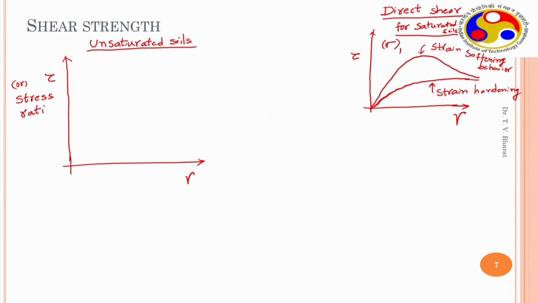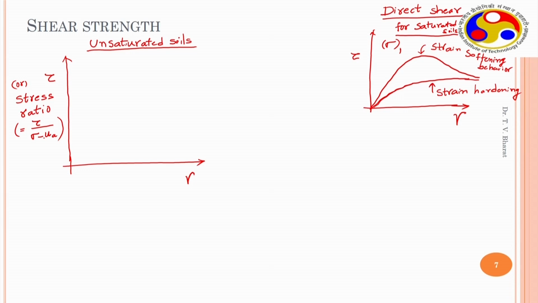The stress ratio is defined as tau by the normal stress. Here this is the net normal stress, sigma minus UA, because this test is conducted under one particular net normal stress. So, when you control that one net normal stress, you get tau versus gamma, that is shear stress versus shear strain. You can also keep changing these values so that you will get a stress ratio versus this one.